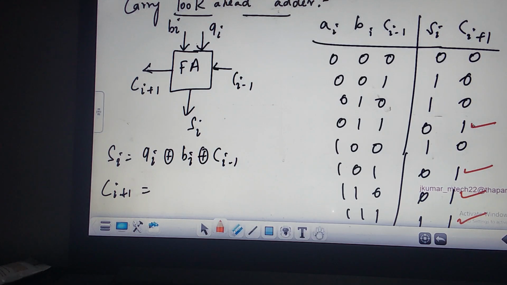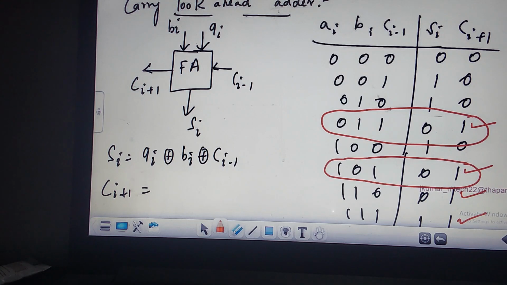If you look at this combination, carry is nothing but 1. In this combination also, carry is nothing but 1. What can you understand here? Here A bar, B and C minus 1 gives 1. Here A, B bar and C minus 1 gives 1. So this I can write as an XOR operation. Now look at the other 2 combinations.